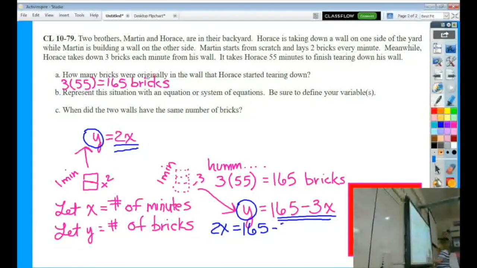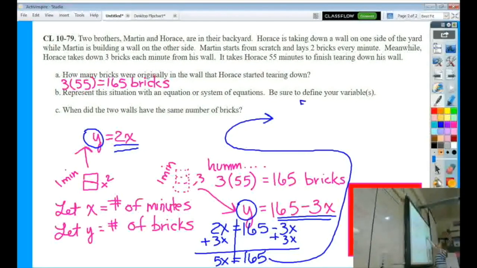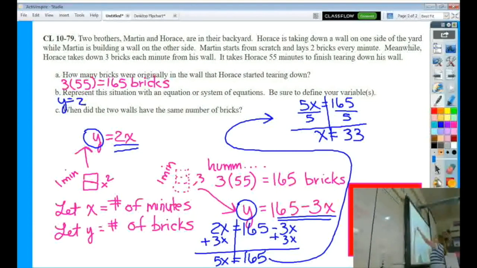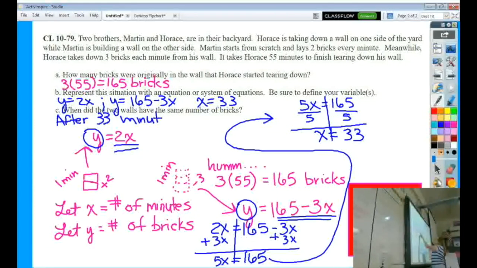I'm going to use the equal values method, and I'm making them equal to each other. Going to add 3x to both sides, and I get 5x equals 165. Now all I have to do is divide both sides by 5, and I get my answer, x equals 33. It's that simple. So y equals 2x, and y equals 165 minus 3x. Those are my two equations. And when I solve it for the x value, I get 33. And that's really all they're asking for.